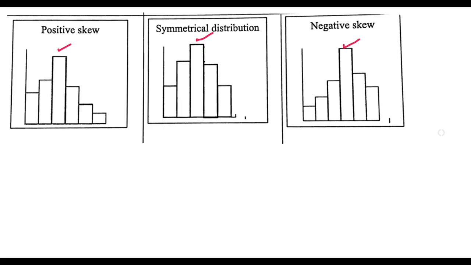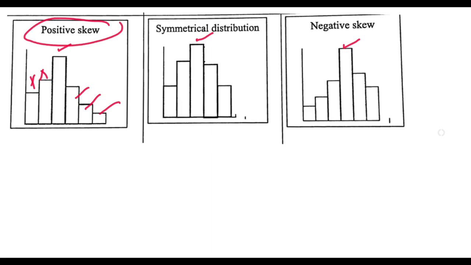Now check the tail. See which side has the longer tail. A longer tail to the right means positive skew, right skewed. So you can see the longer tail. This side is 1, 2, 3 bars. This side only we got 2 bars. So the longer tail is to the right, which means this is right skewed, positive skew.